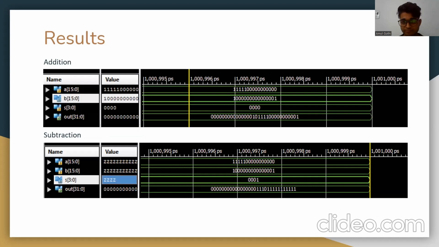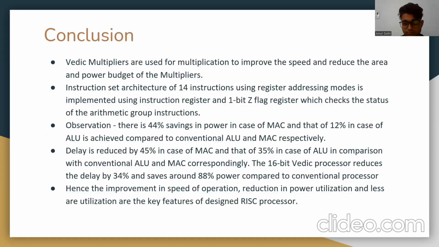Next slide. As you can see, these basic arithmetic operations have been performed by using the Vedic processor. For addition and subtraction, input is given for 16 bits and the select line is of 4 bits and the output is stored in 32-bit registers. Next slide.